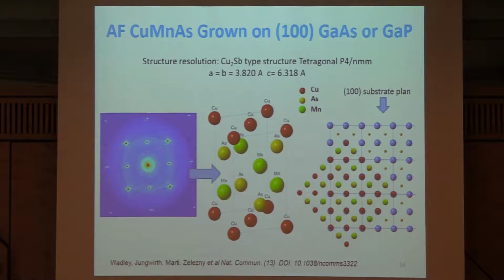So solving the structure. So this is the material we're going to hear a lot about, the copper manganese arsenide. So here's just a little bit of the distribution of intensities in phase space. And from that, Zarian Pete worked out that it was a tetragonal structure with a little bit of distortion, and it was actually growing with its cubic in-plane axis rotated by 45 degrees.